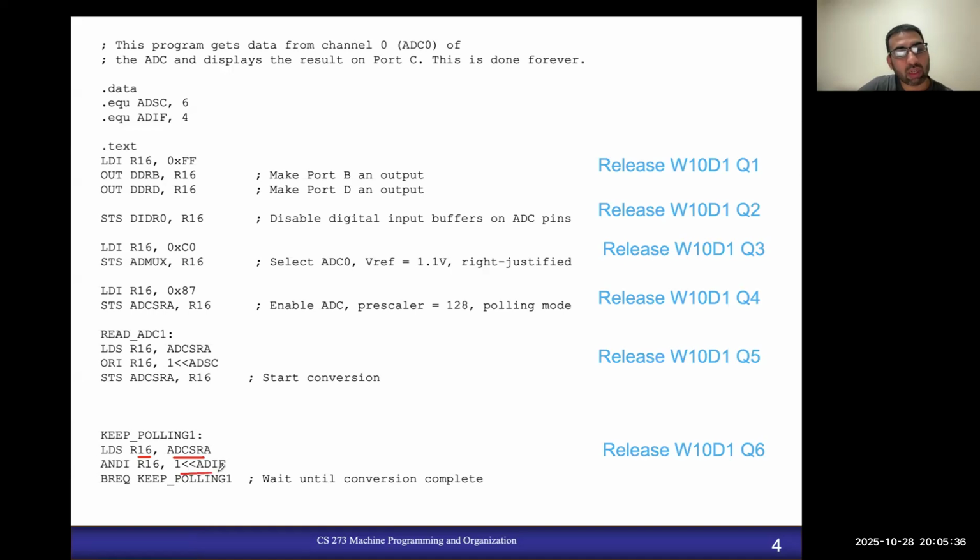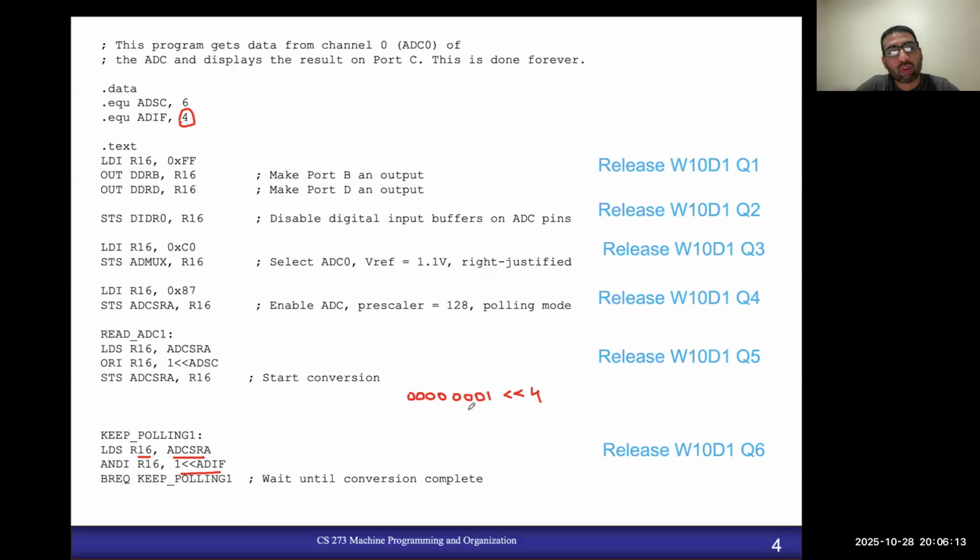Again, what is the meaning of this one? I have defined ADIF equal to 4, right? So I'm first saying shift 1 to the left direction 4 times, right? I don't want to go back to the OneNote here, but I can try to explain on the slides. So I have 0, 0, 0, 1, right? So I have one 8-bit binary of 1, and then I'm saying shift it left 4 times, right?